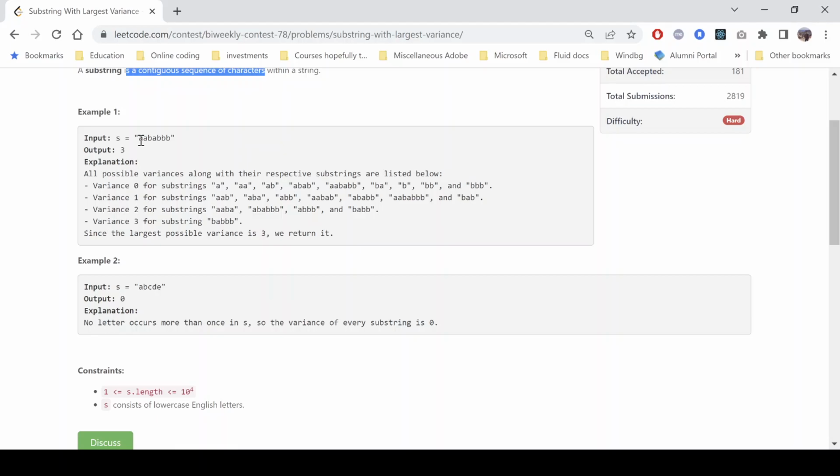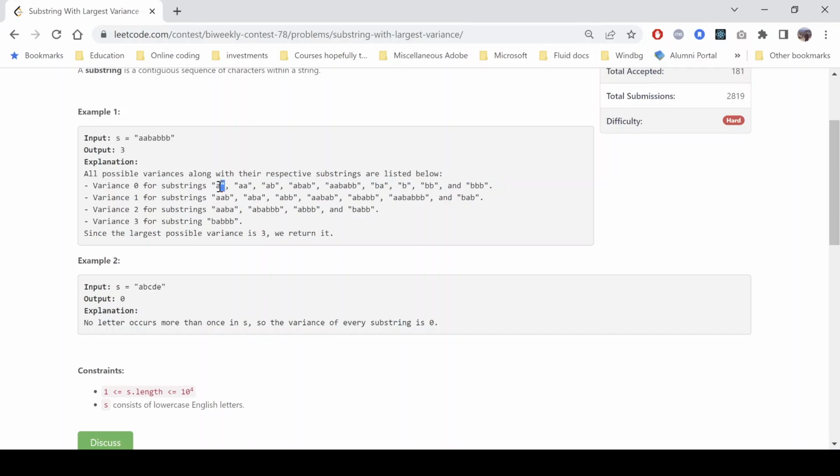So in the first example, we are given AABBB, A double... A, then triple B. So the output is 3. Let's see how the output is 3. So it says all possible variances along with their respective substrings are listed below. So variance 0. So these are the substrings having variance 0.